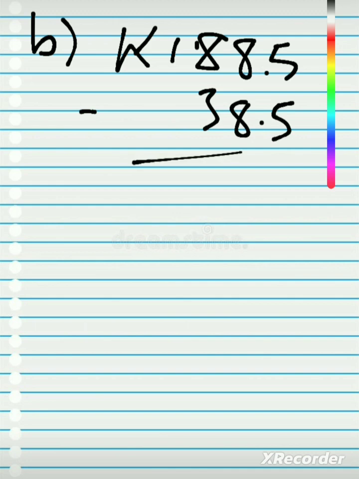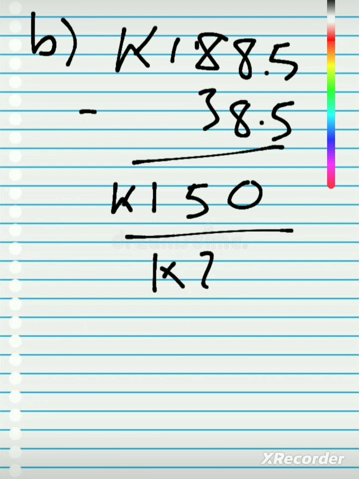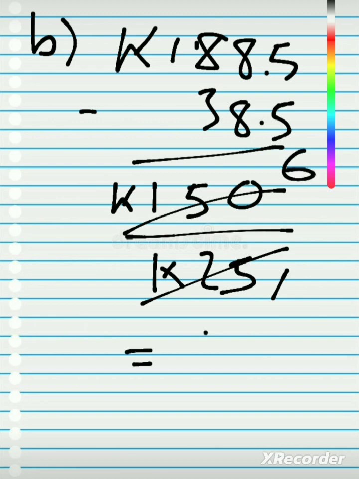That was A. Then B, someone paid 188.5. So from this 188.5, we can remove the entry fee, which is the 38.5. When you subtract, we're going to remain with 150 kwacha. Okay, but one subject is 25 kwacha. So how many subjects would one write if they pay 150? So how many 25 kwacha are in 150 kwacha? So we divide 25 here 1, 25 here 6. So the answer is 6. So the person has to write 6 subjects.